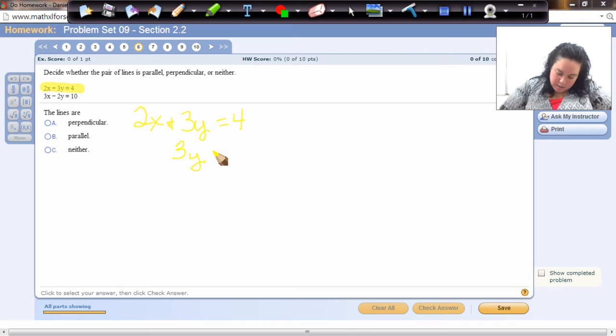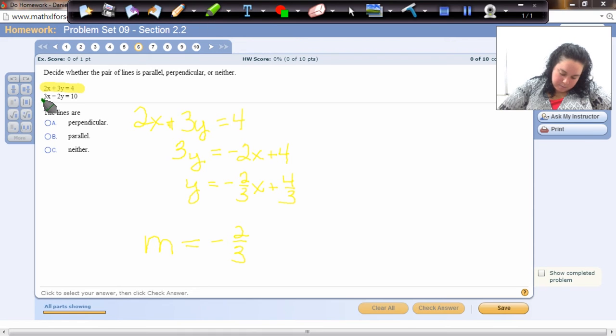So let's solve for y. We'll subtract 2x from both sides, and then divide everything by 3. So y equals -2/3 x plus 4/3. So we can tell that our slope in this case is -2/3. And we're going to use that and compare it with the other slope.